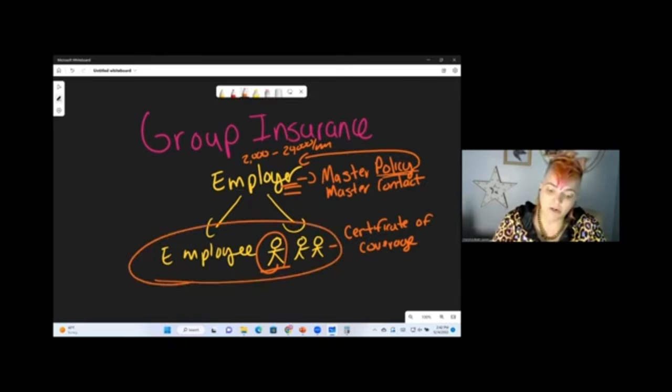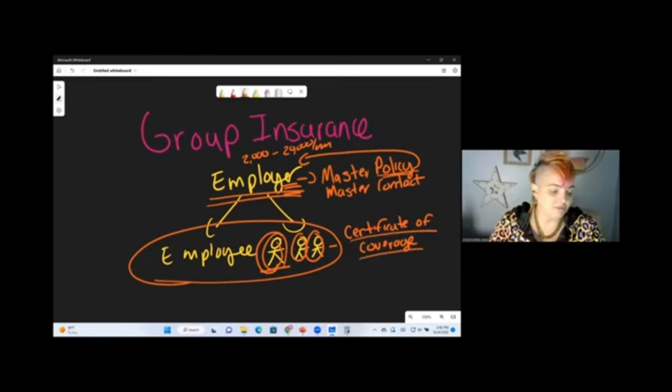The policy goes to the leader, the group sponsor, the employer, whereas all the little people under the plan will get a certificate of coverage. And they will ask this forward and backward and every which way. Who gets a certificate of coverage? Employee. Who gets a copy of the policy? Employer, group sponsor. Sometimes they may use the word group sponsor instead of employer, so just be aware of that. One of the most tested topics to be aware of.